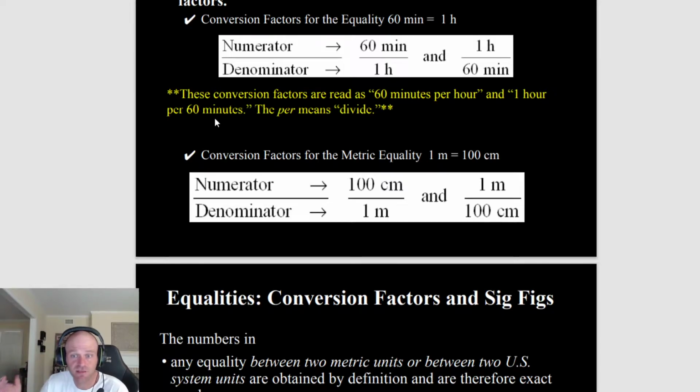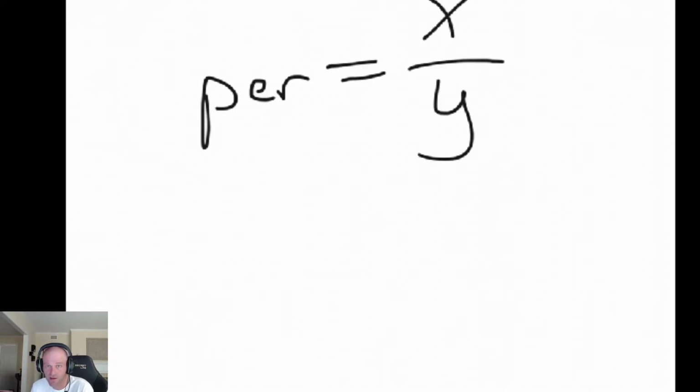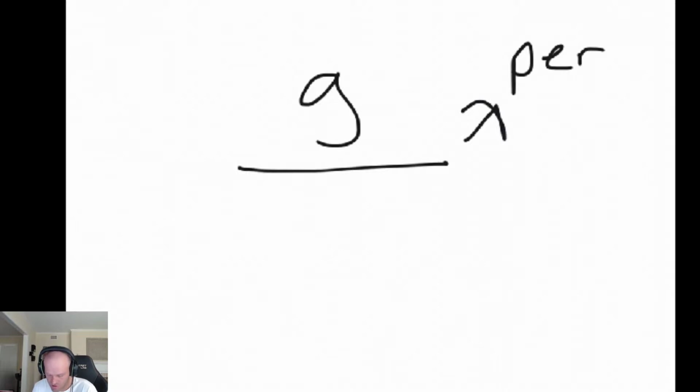Okay, that brings up another point that I want to make. Anytime you hear somebody say the word per, you need to think about it being like a fraction, x over y. So if I say density is grams per milliliter, the first thing you should think is grams per, right? This little division is the per, grams per milliliter.